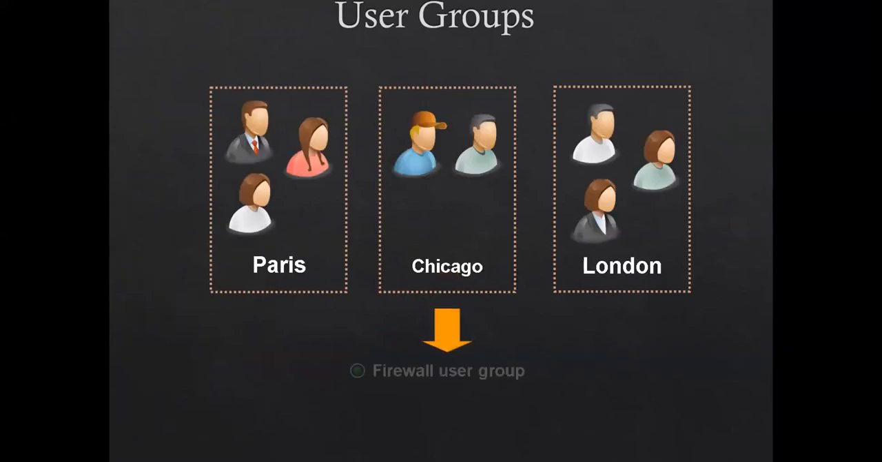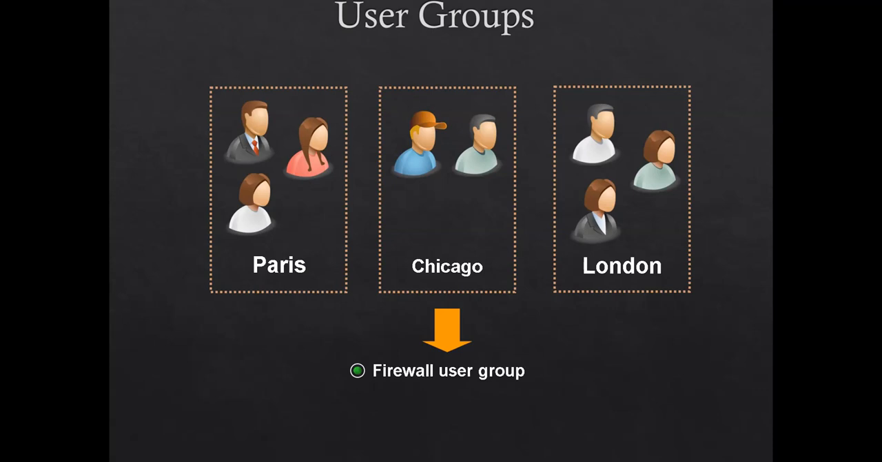Okay, so let's say you have user groups, right? We have Paris, we have Chicago, we have London, and we have so many users in every location. What will happen is that these user groups will provide access to the firewall policies that require the SSL VPN. You can have multiple firewall policies with respect to the SSL VPN, and depending on what user you have, the VPN will work accordingly, whatever resources that particular user can access.